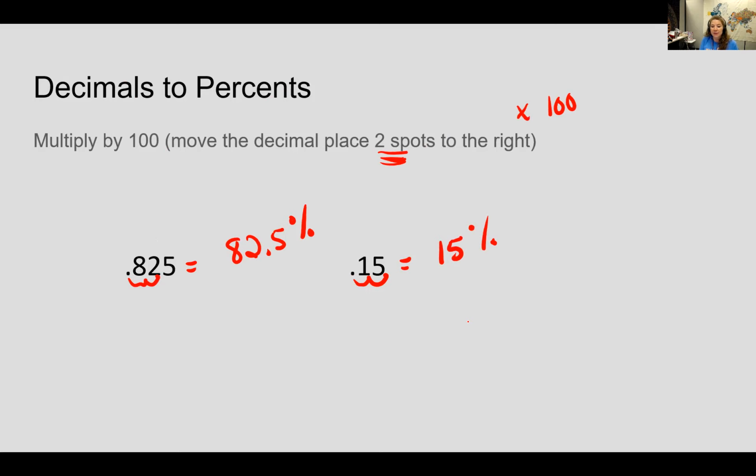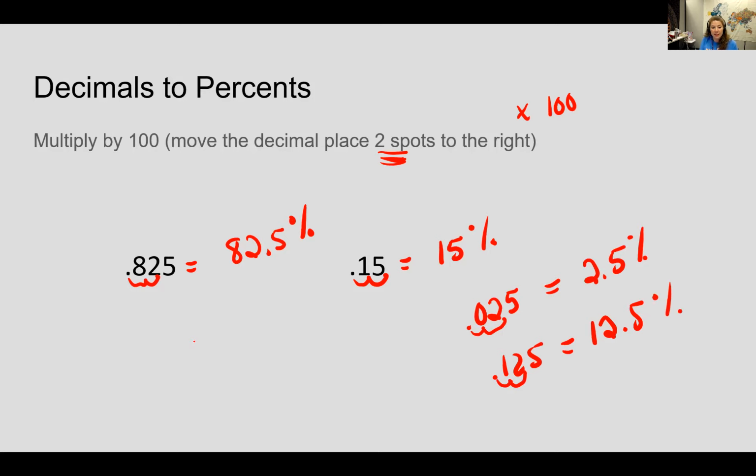All right, you might have a 3-digit number. So for example, you might have, well, let's just do this one. All right, that's not 25%. If we move our decimal to the right 2 places, 1, 2, this is actually 2.5%. What if I have 0.125? Well, I'll still move my decimal 2 places to the right, and my answer is 12.5%.